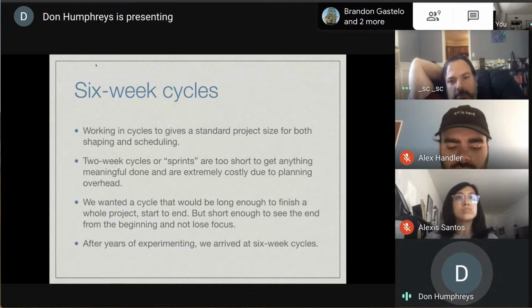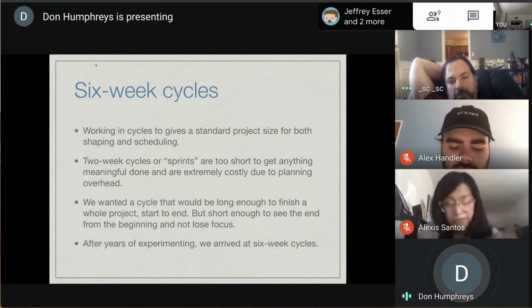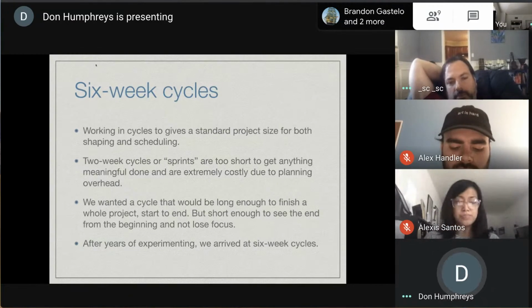What they said in the book was that they work in cycles to give a standard project size for both shaping and scheduling. If you didn't have a standard cycle size, you could have multiple teams that are out of sync. Let's say one team's in a 2-week cycle, one's in a 3-week cycle, or maybe they're all in 3-week cycles, but they're out of sync. That makes it really difficult to plan and to make sure people are available. So they've decided to have a standard cycle size and a standard start point for all teams.